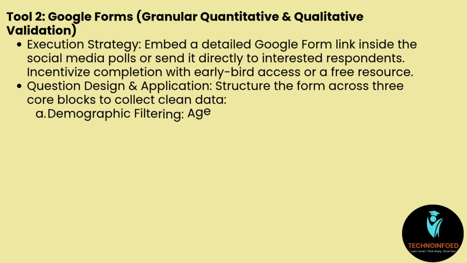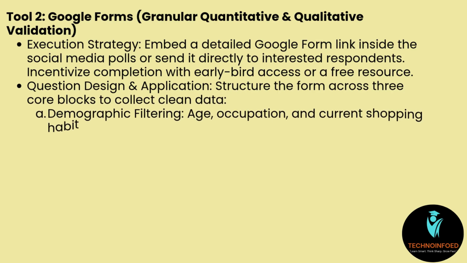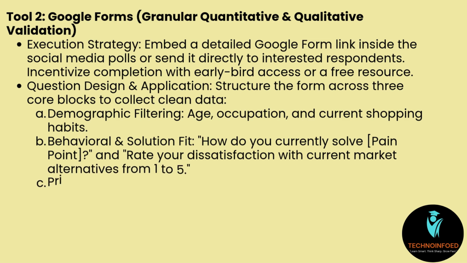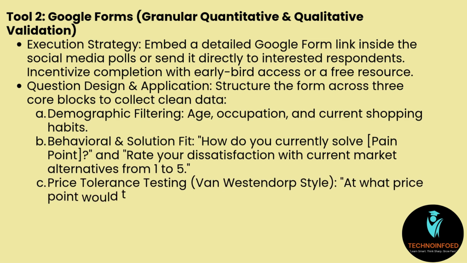First, ask how they are currently trying to solve this problem and how much they are currently spending on workarounds. Second, use a scale from 1 to 5 to measure how unhappy they are with current market solutions. If the average answer is a 4 or a 5, you have officially found an urgent, burning pain point.